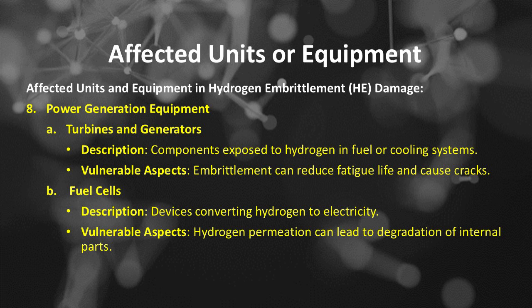Number B, fuel cells. These are devices converting hydrogen to electricity. The vulnerable aspects of these fuel cells include hydrogen permeation, which can lead to degradation of internal parts.